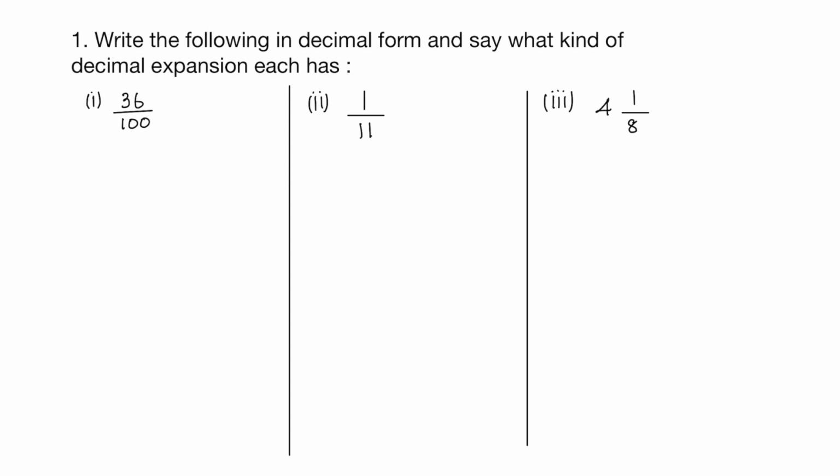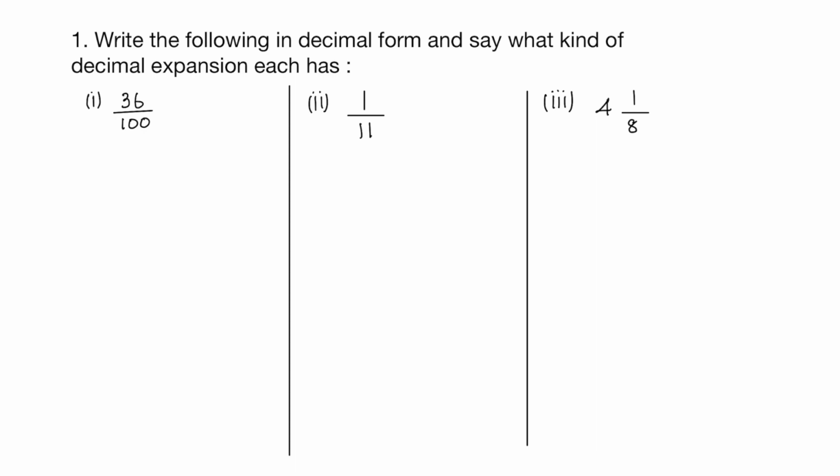So let me just read the question first. Write the following in decimal form and say what kind of decimal expansion each has. Okay, now we have already seen how to express rational numbers in decimal form, right? We are just going to divide it and mention it.